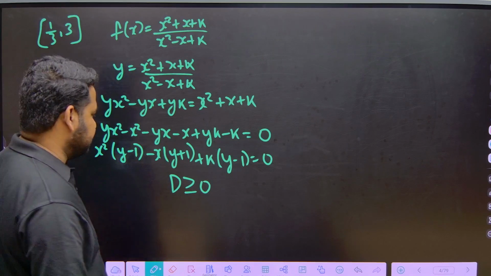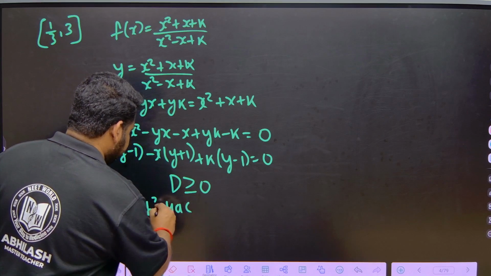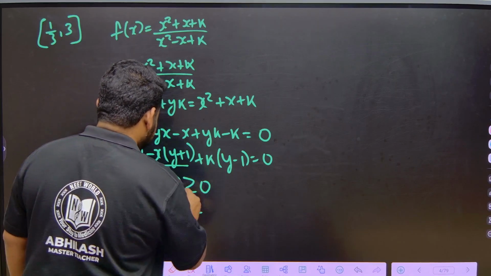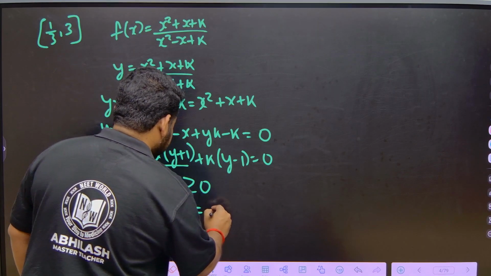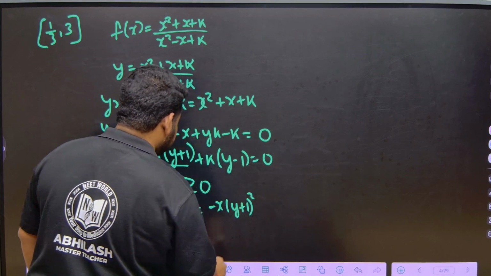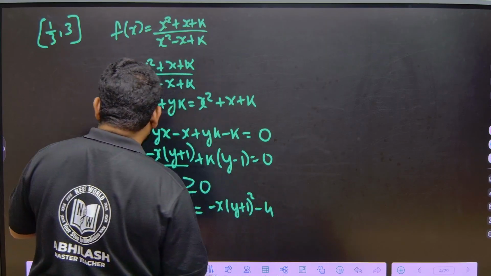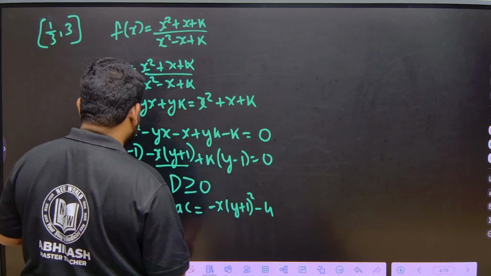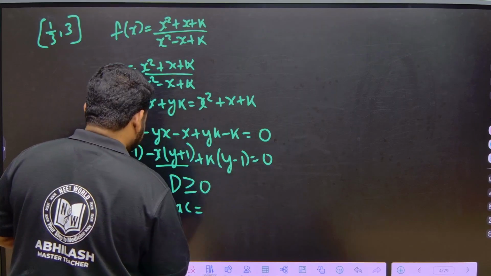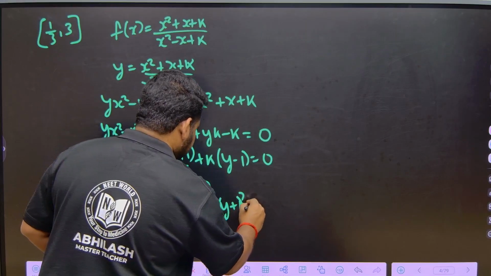b square minus 4ac. So here I have to find b square minus 4ac. b square is minus x into y plus 1 whole square. Okay, here x should not be there actually. So b square is minus (y plus 1) whole square, minus 4 into a c.